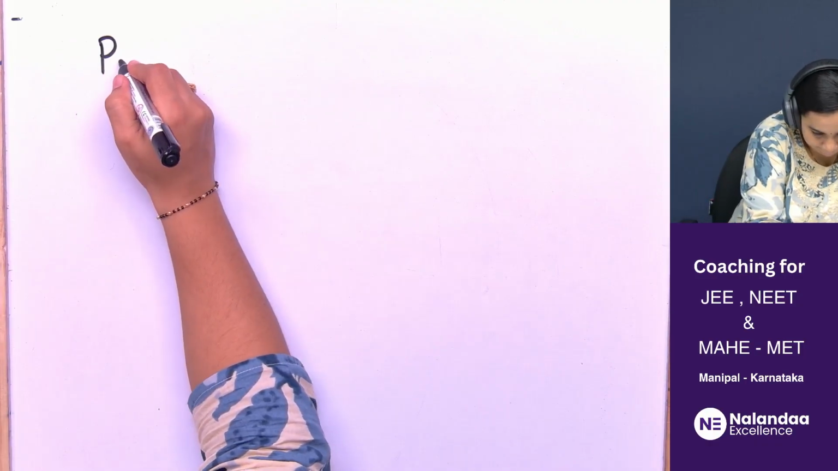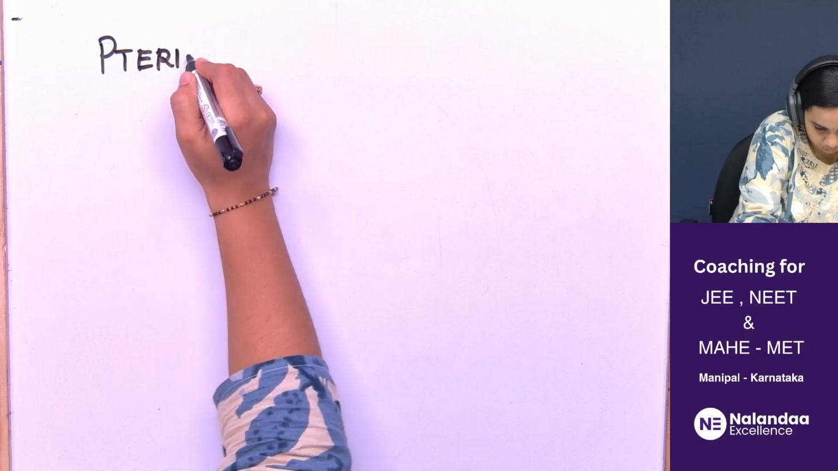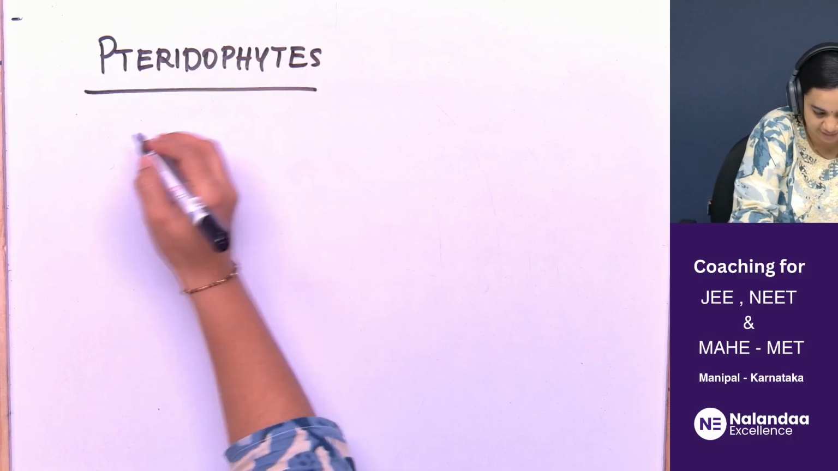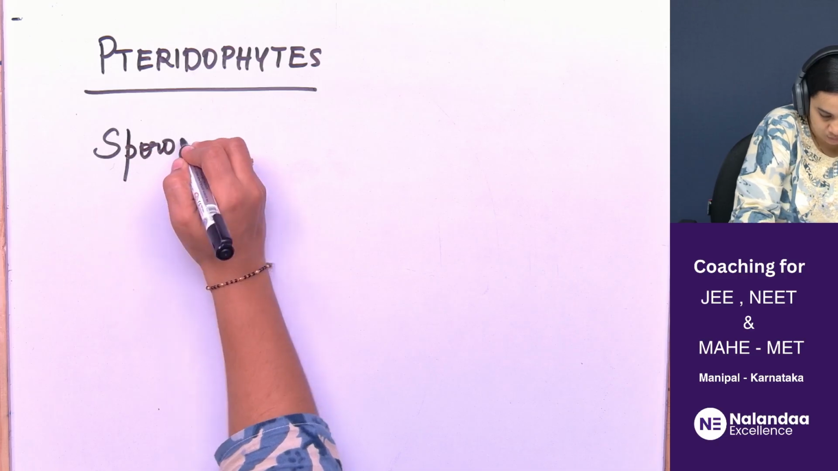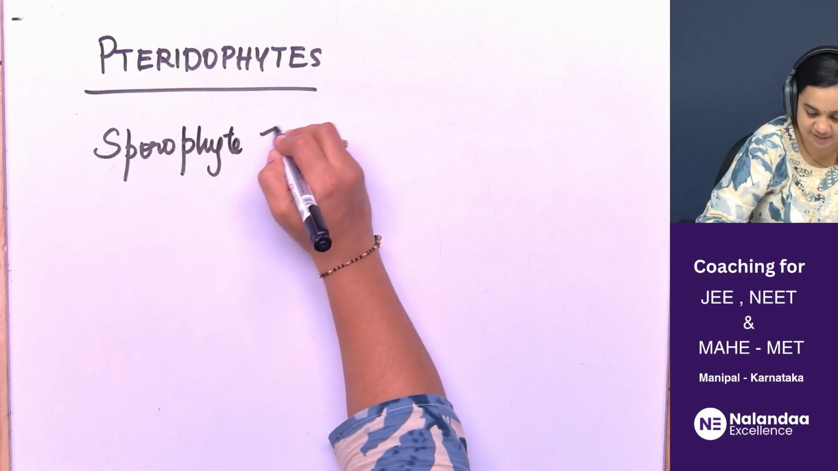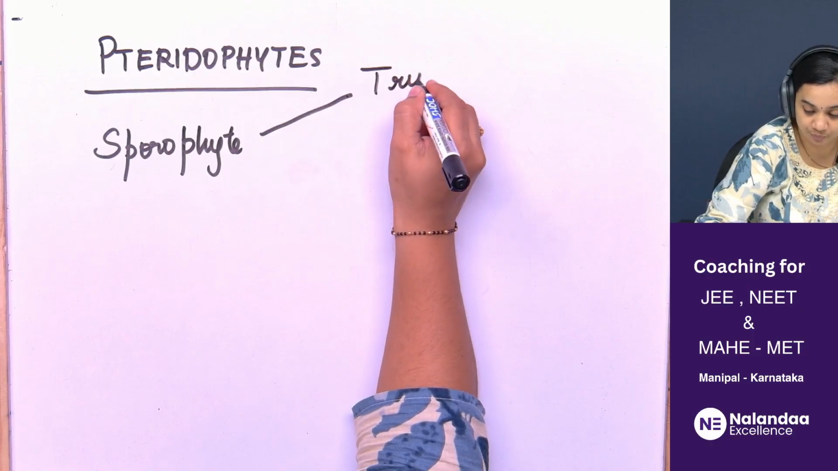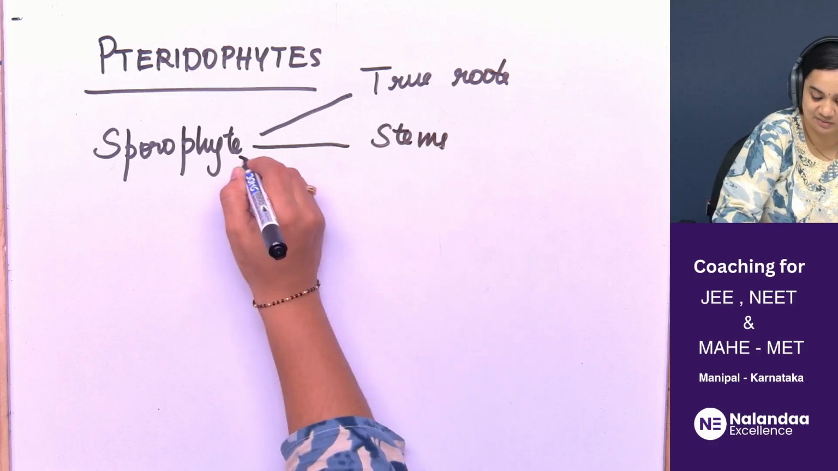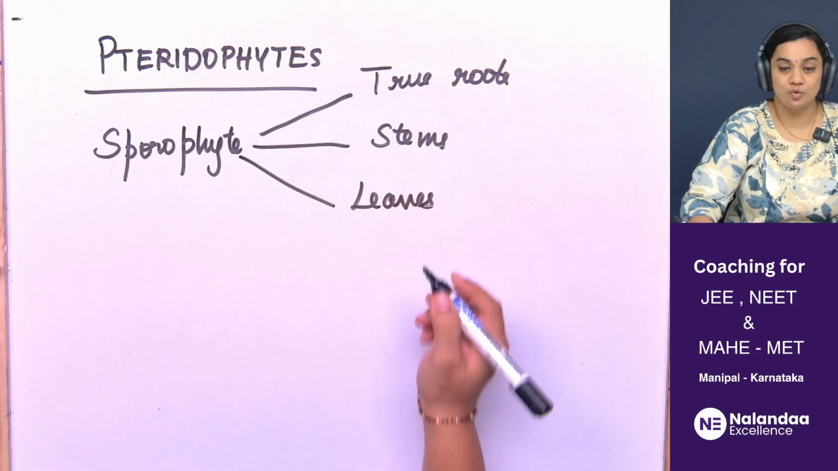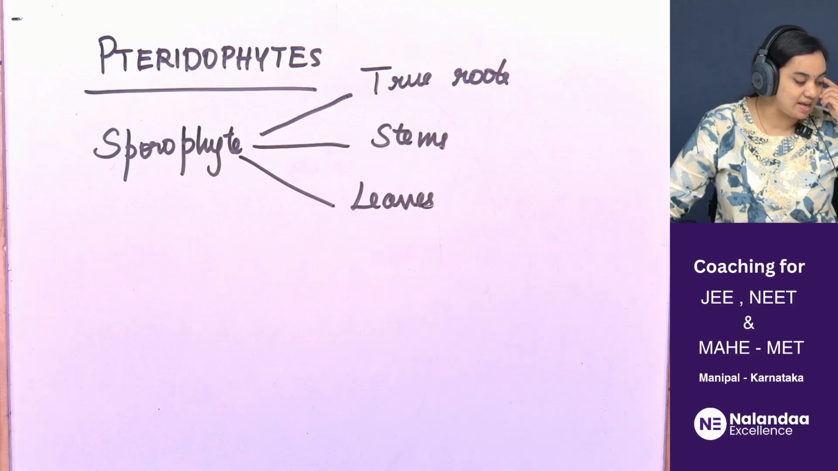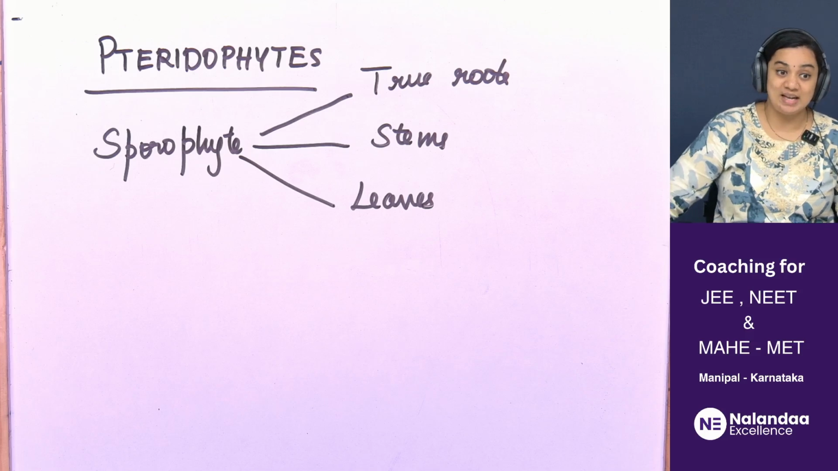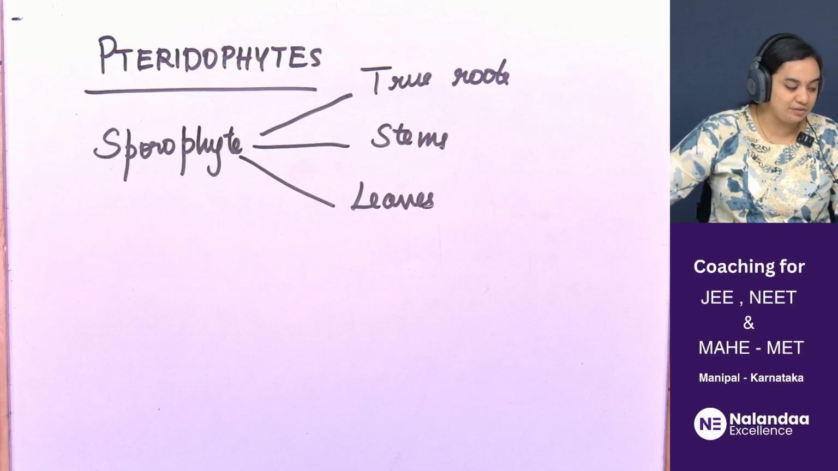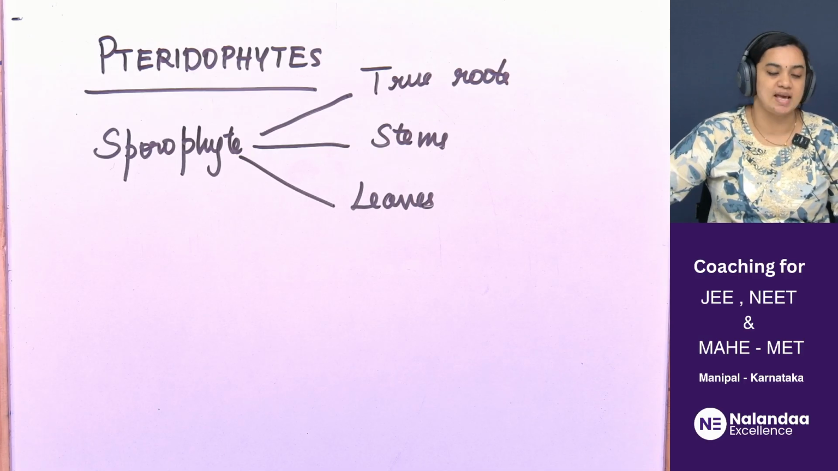So in pteridophytes, the sporophyte is divided into true roots, stems and leaves. Is this clear? True roots. Why do we call them true roots, stems and leaves? Because they possess well differentiated vascular tissues. Okay, so actual xylem and phloem are found. So it is differentiated into true roots, stems and leaves.